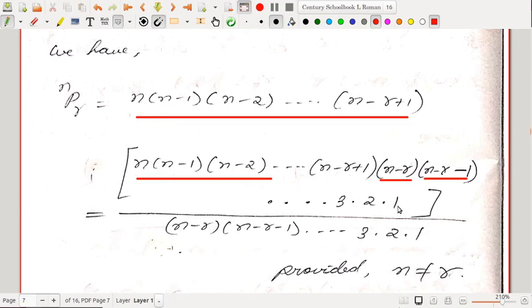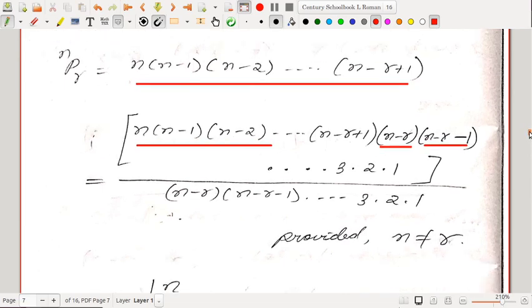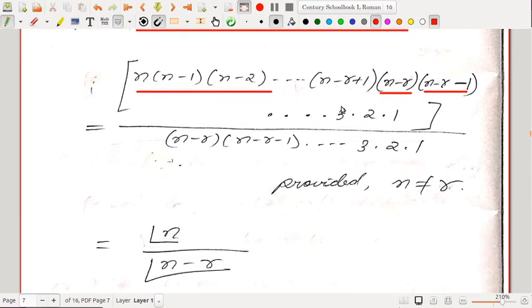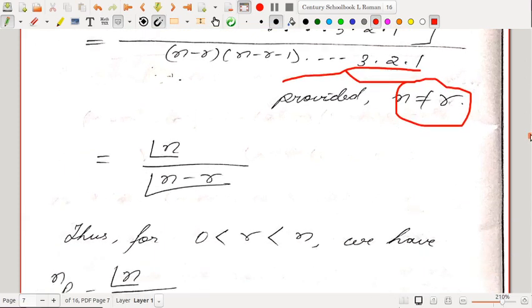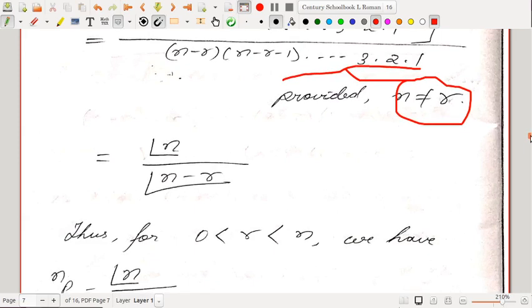So what we are doing is multiplying the numerator and denominator by 1 into 2 into 3 into up to n minus r. So the fraction, the quantity, remains the same. In the numerator, by definition, it is 1 into 2 into 3 into up to n, which is factorial n. And in the denominator, it is 1 into 2 into 3 up to n minus r, so it's factorial of n minus r. But this holds provided n is not equal to r. If n equals r, then we get 0 in the denominator, so that's not possible. So for n not equal to r, we have nPr is exactly factorial n by factorial n minus r.